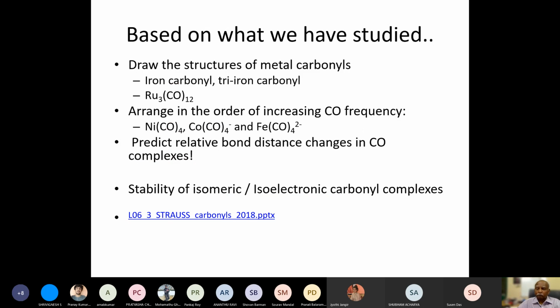So based on whatever we have said right now, you should be able to arrange the carbon monoxide stretching frequency as a function of the charge on the metal. You can also predict relative bond distance changes, unless it is complicated like the one that we just saw. But you can at least rationalize the metal carbon bond distances based on the electron donor ability or the electron acceptor ability of the trans ligand.